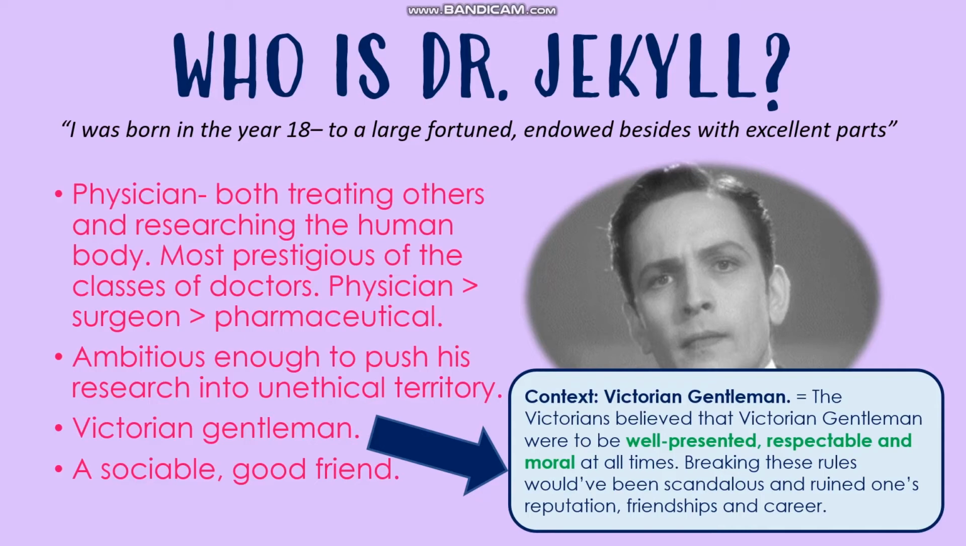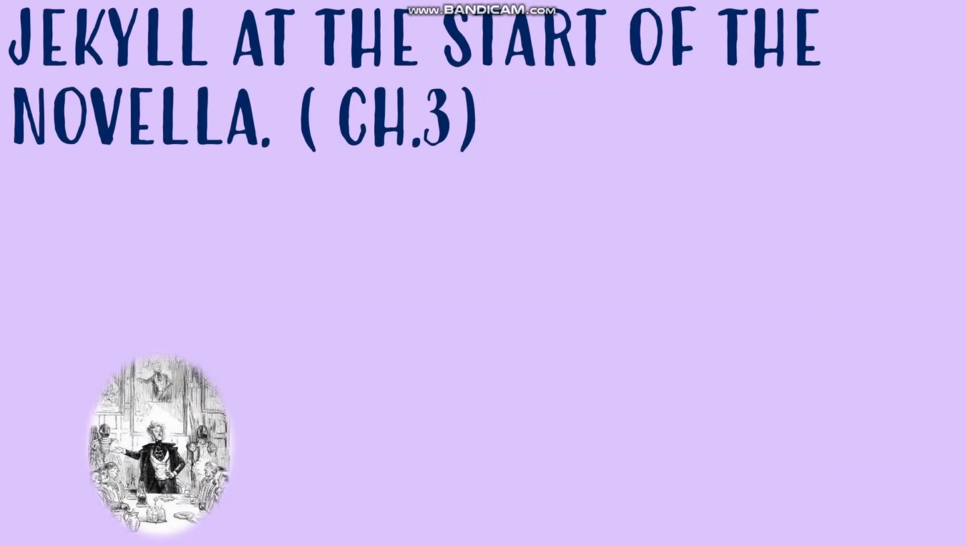So that's our information about Dr. Jekyll, those things I remember. He's a physician, he's ambitious, he's a Victorian gentleman, and he's a socialite and a good friend. But let's have a look at him now more clearly in the text and think about some textual evidence for him. We're going to look at the first instance we really see him, and that's chapter 3.